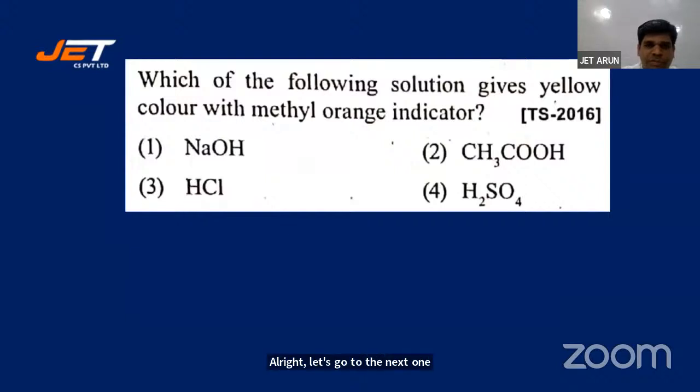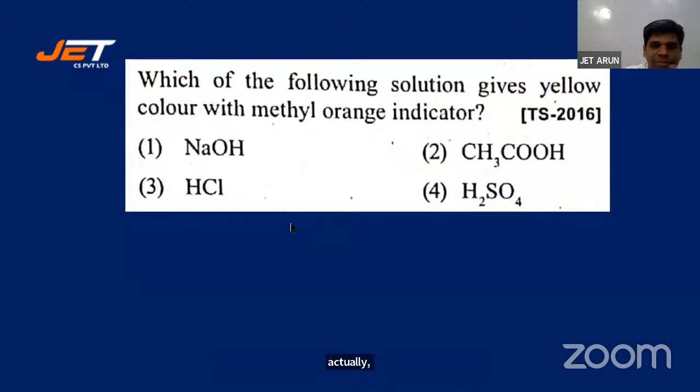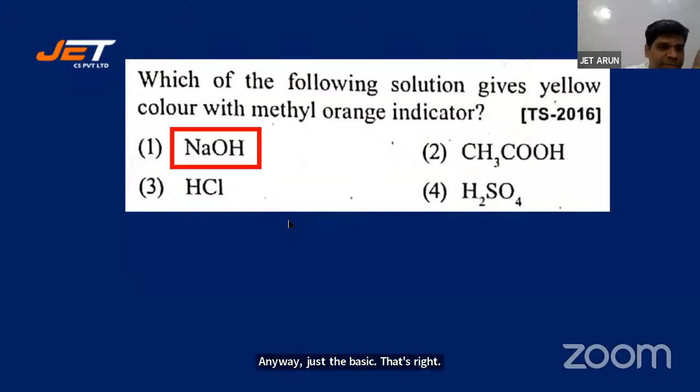Which of the following solutions gives yellow color with methyl orange indicator? When is yellow color obtained with methyl orange? In a base or an acid? If we add it to a base, yellow comes. So which is the base here? NaOH is the base here. That's why NaOH is the answer. Yes, good. Bunny, good. Rohini, base, good. Vaishali, base, good.